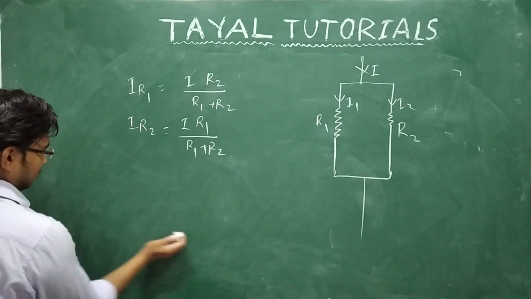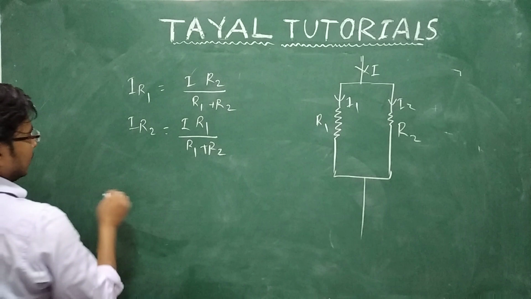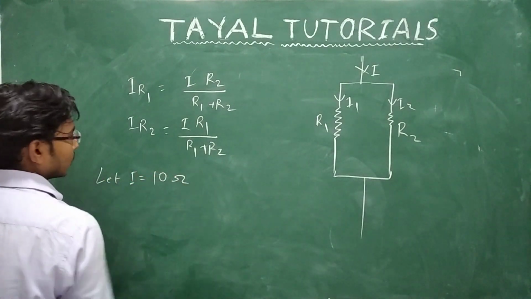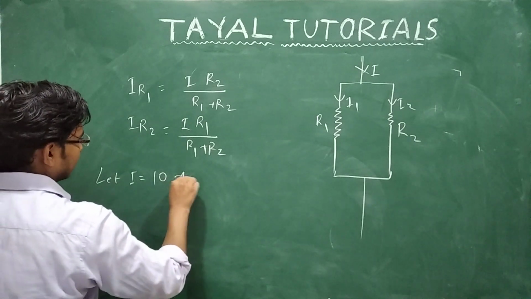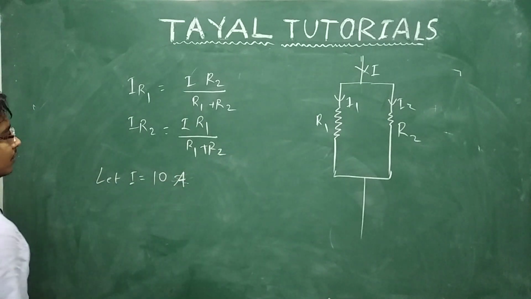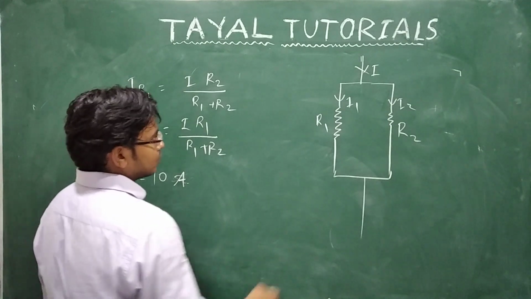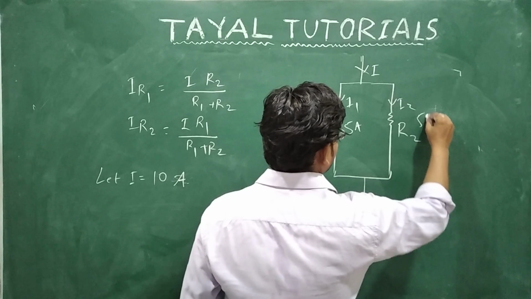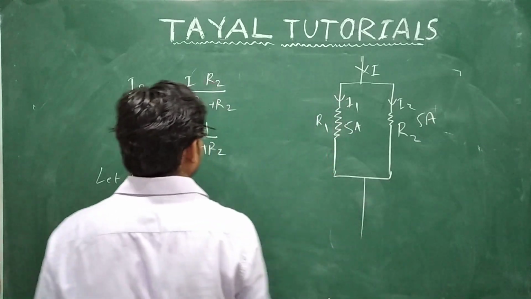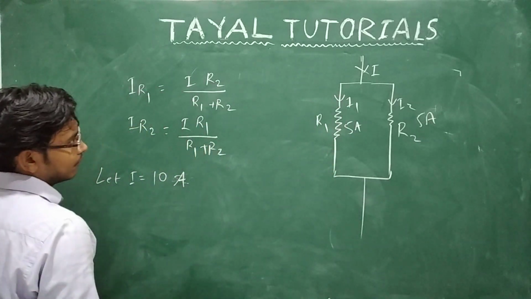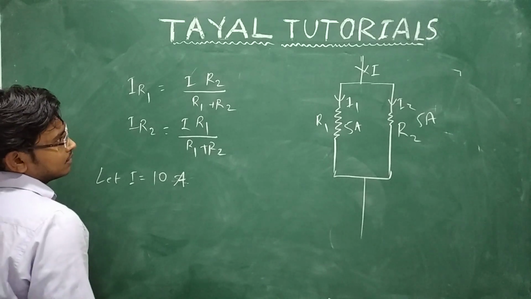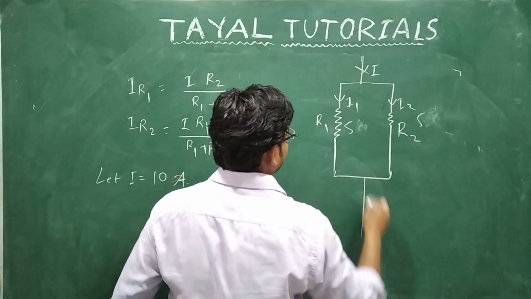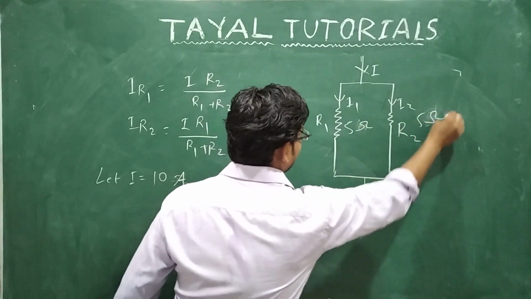Let's solve with an example. Let's say I is equal to 10 ampere. This is 5, this is 5. Let's assume that 5 ampere current is coming, again 5 ampere current is coming. Obviously, equal resistances will divide equally. If the resistance is given, I cannot assign the current directly. This is 5 ohm resistance, okay, this is 5 ohm. We have to calculate the current.